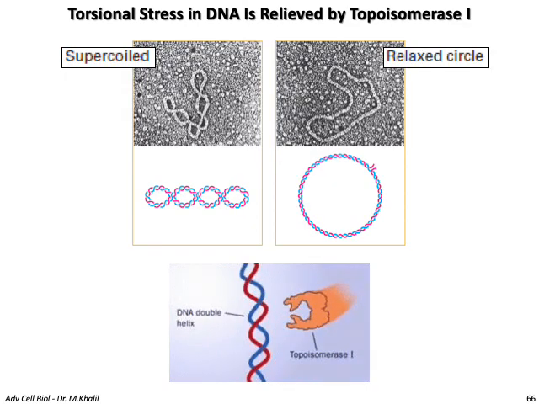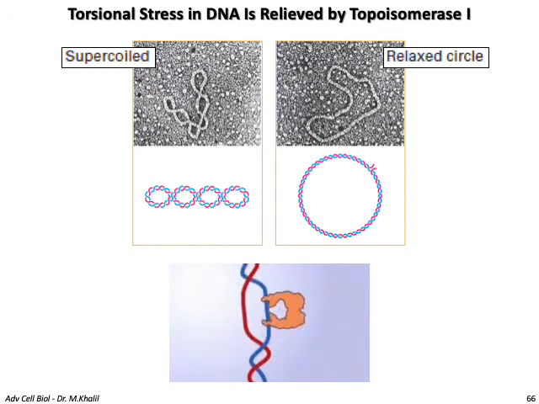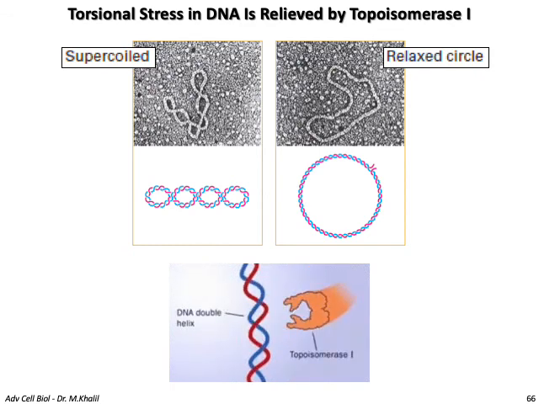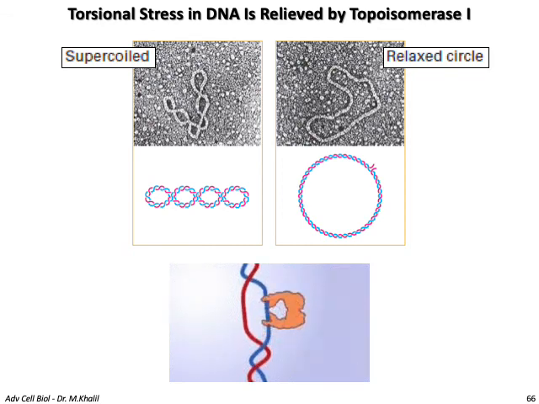You can see here the difference between a supercoiled circular DNA and a relaxed circular DNA that has been nicked. And from the GIF you can see how topoisomerase 1 sits on the DNA, cuts one strand, relieves the stress, and joins the strand again.